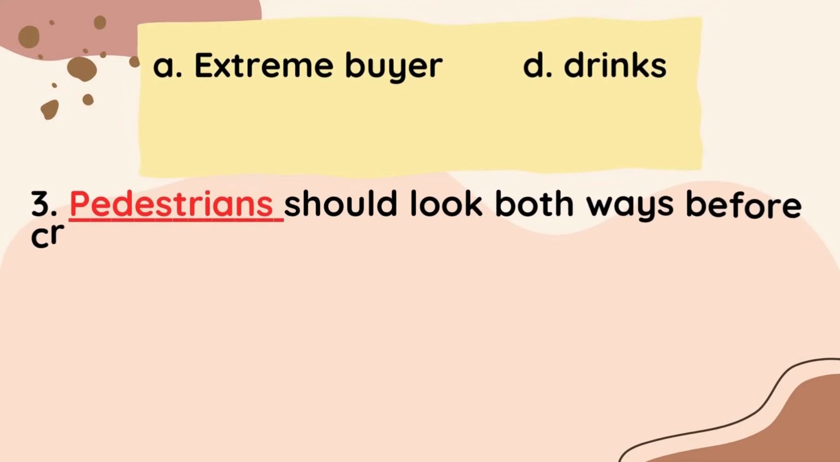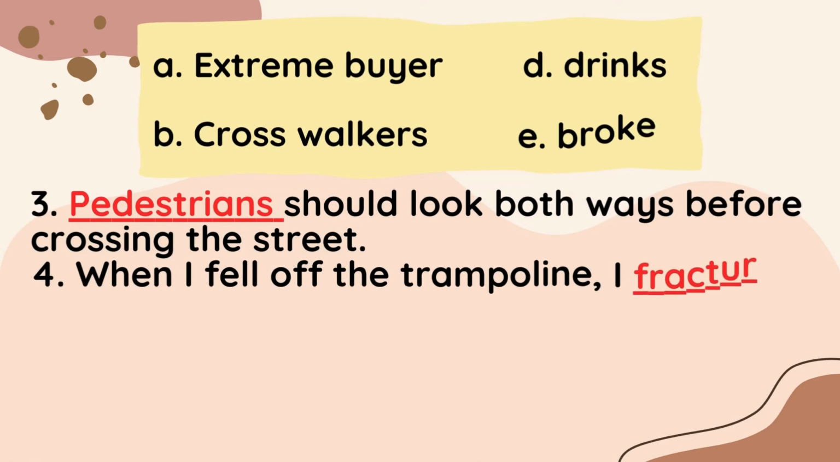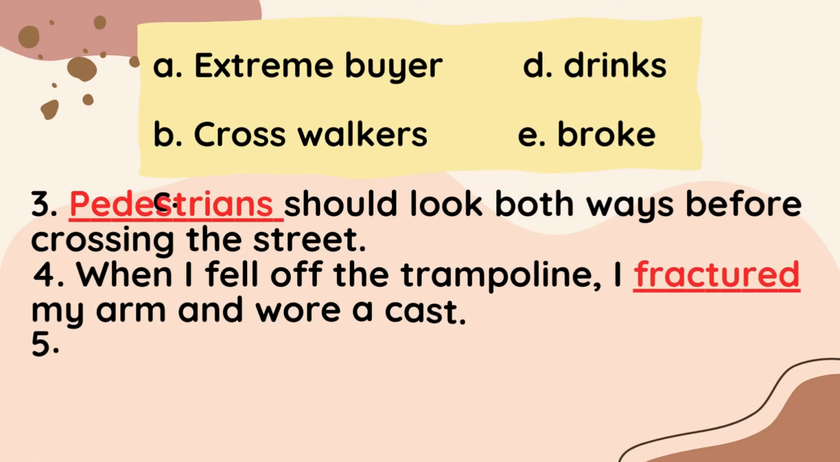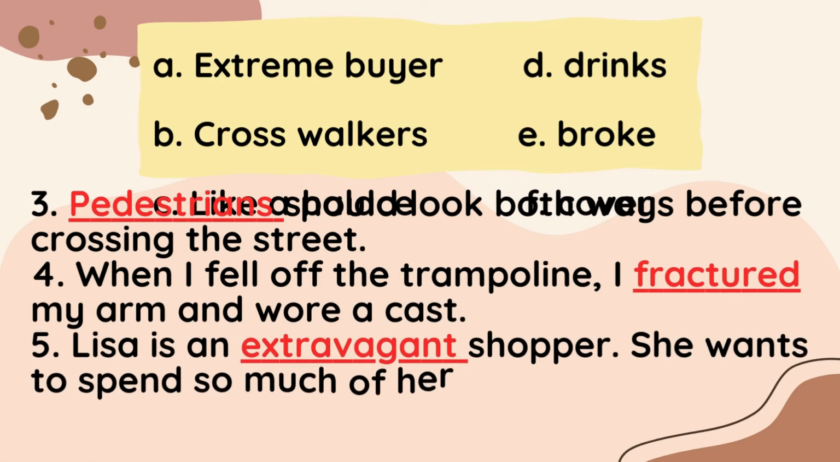Number 3, pedestrians should look both ways before crossing the street. Number 4, when I fell off the trampoline, I fractured my arm and wore a cast. And number 5, Lisa is an extravagant shopper. She wants to spend so much of her salary in the mall.